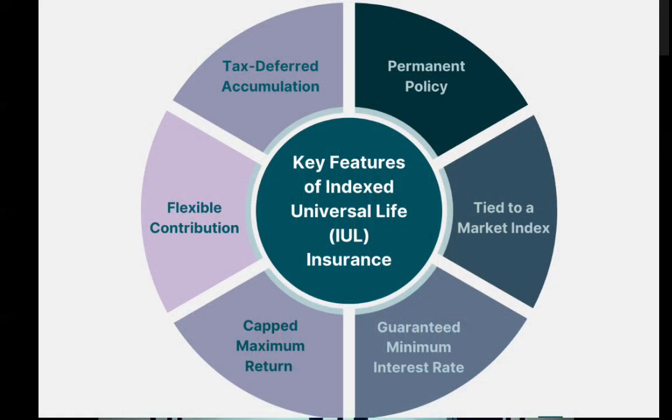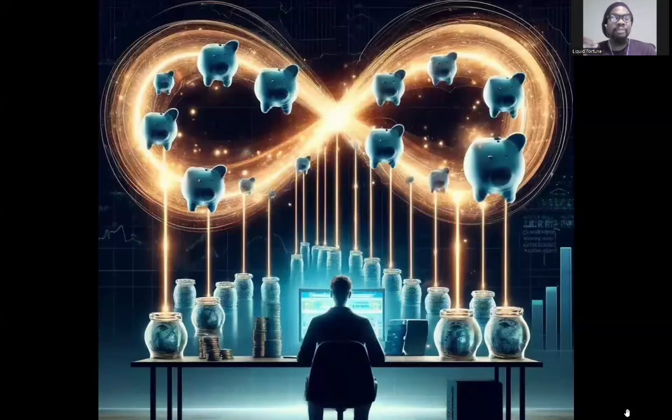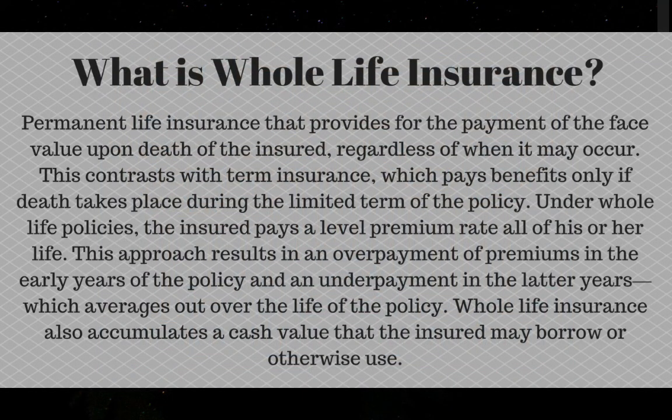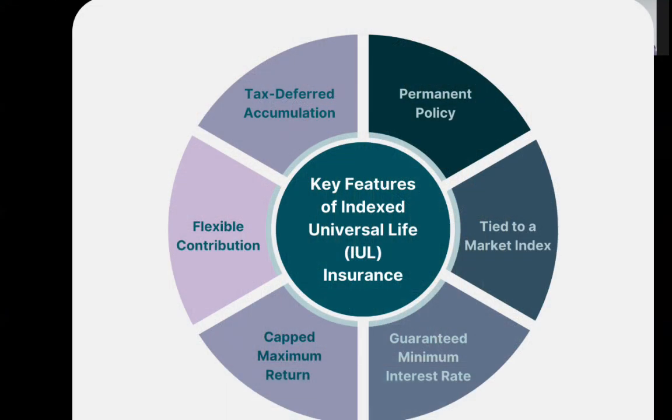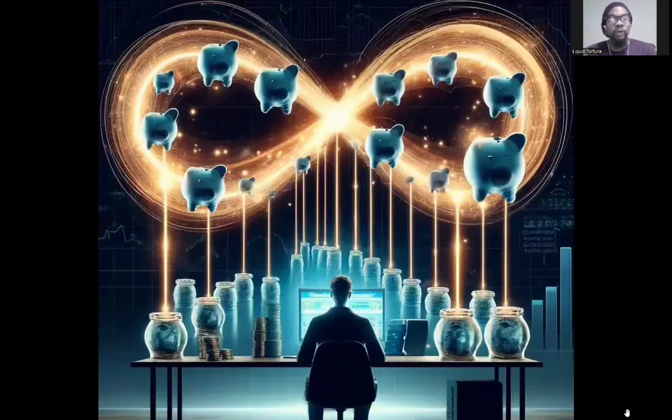How do they build cash value? Well, with whole life, your cash value grows predictably over time, and the insurance company often pays a dividend if it performs well. Kind of like a small bonus. With the IUL, your cash value can grow faster depending on how the market index performs. There's usually a cap on how much you can earn, like 10 to 12%, and a floor, often zero. So you don't lose money in a market downturn at all.